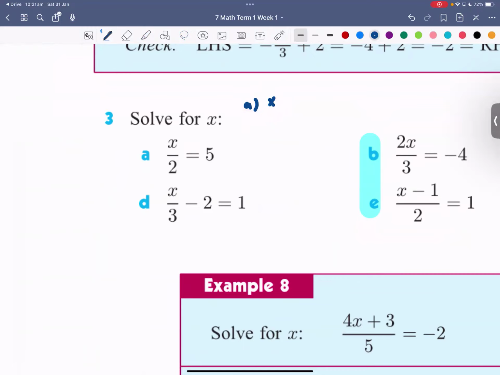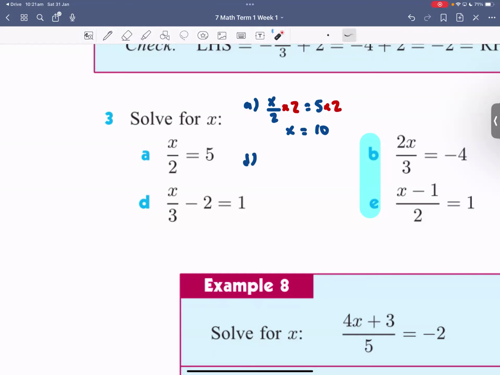So how do you get rid of a divide by 2? Times by 2. And then if I do times 2 there, I have to write times 2 on the other side. All right. And that gives us x is how much? 10. Cool.